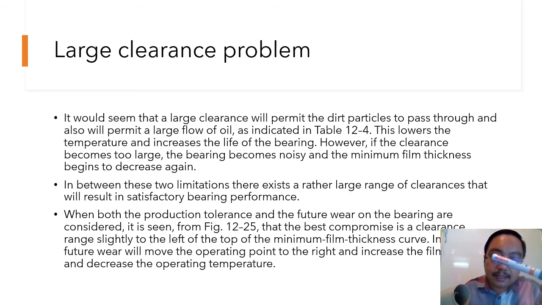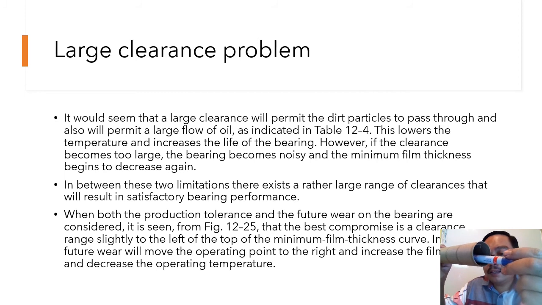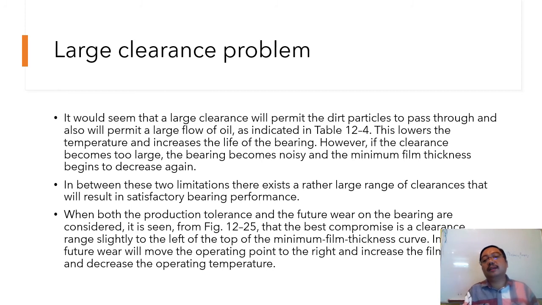Let's say my marker pen is the journal bearing. This hole is the bushing, and you see how big the clearance is, and when it rotates, of course it will touch like that. You can hear the sound like that. It becomes noisy, and minimum film thickness will decrease again.